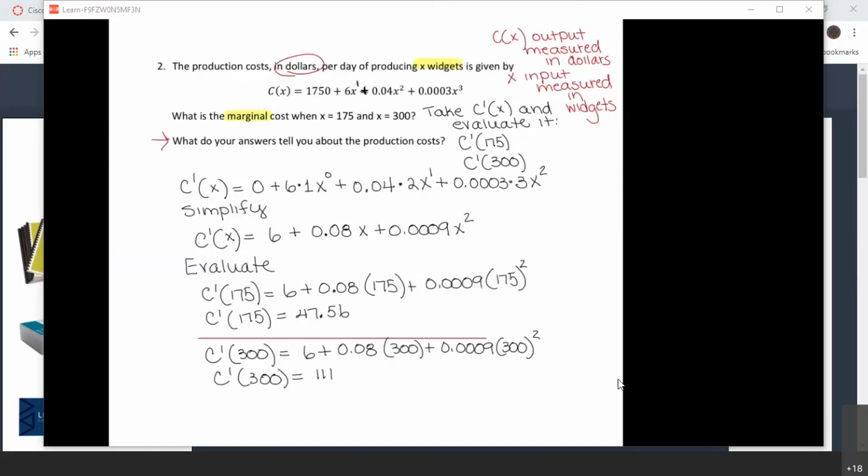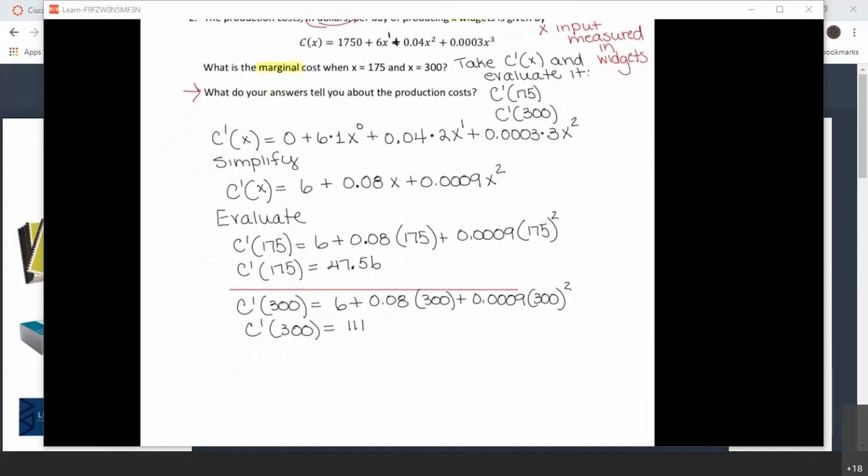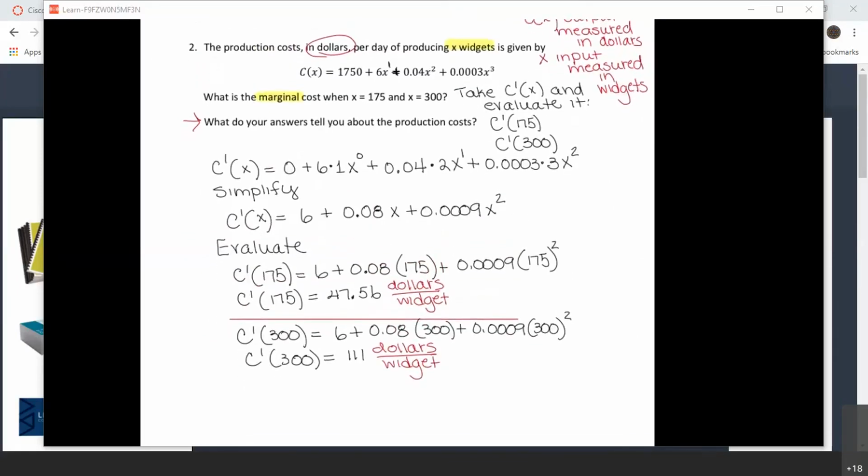That means these numbers that I got when I took the derivative have units, dollars per widget. And this is also in dollars per widget. Now you kind of need those units to answer the second question, right? These are marginal costs. Yes? So what does it tell you? What does it tell you about how production costs are changing?